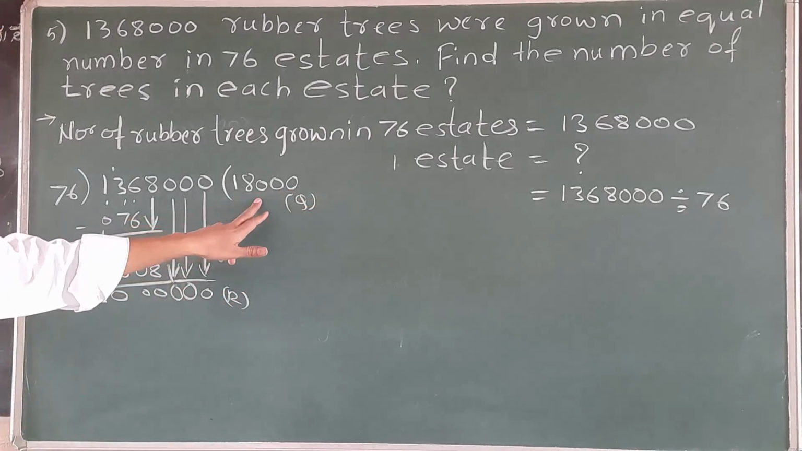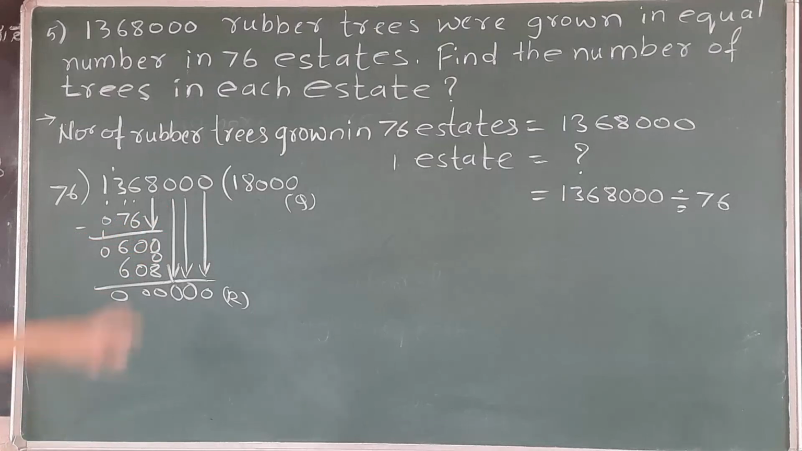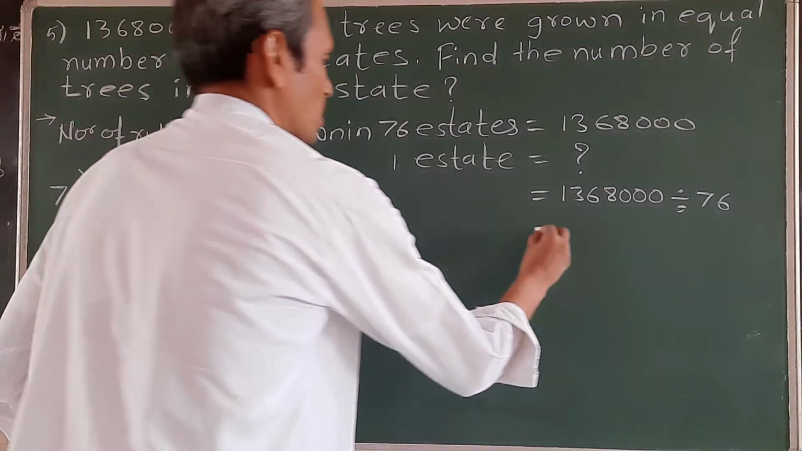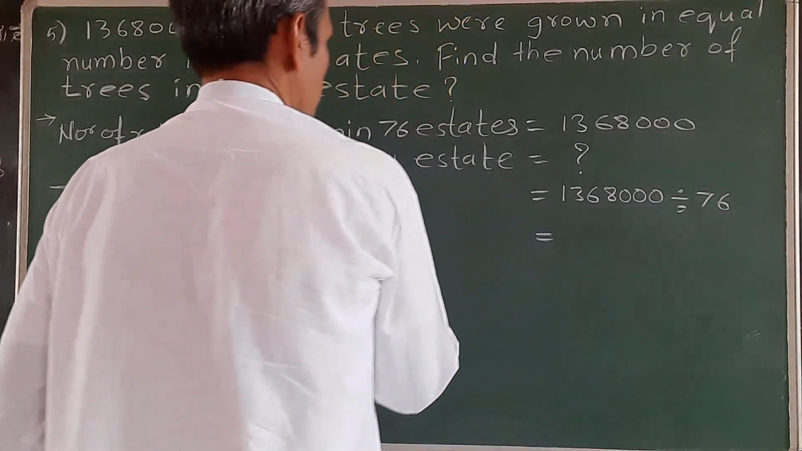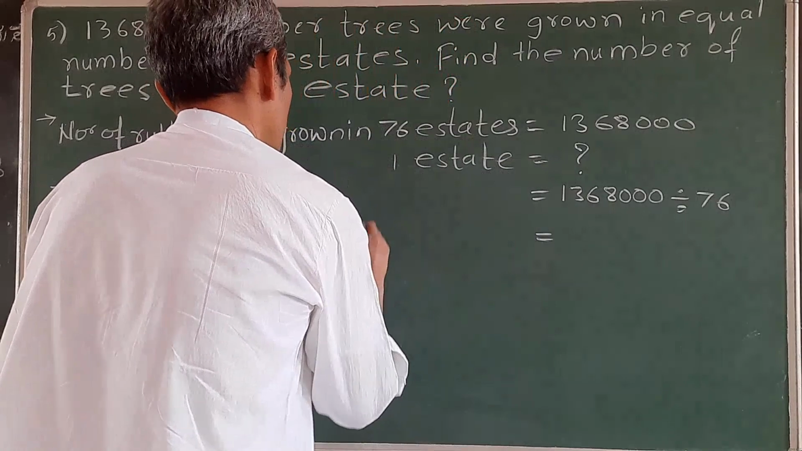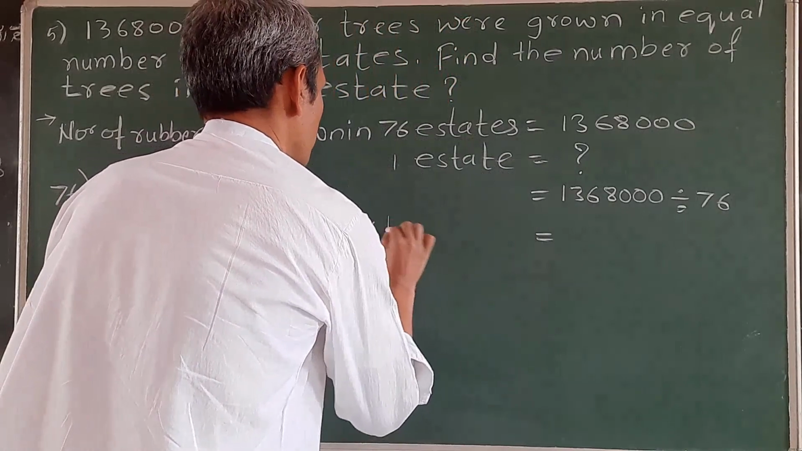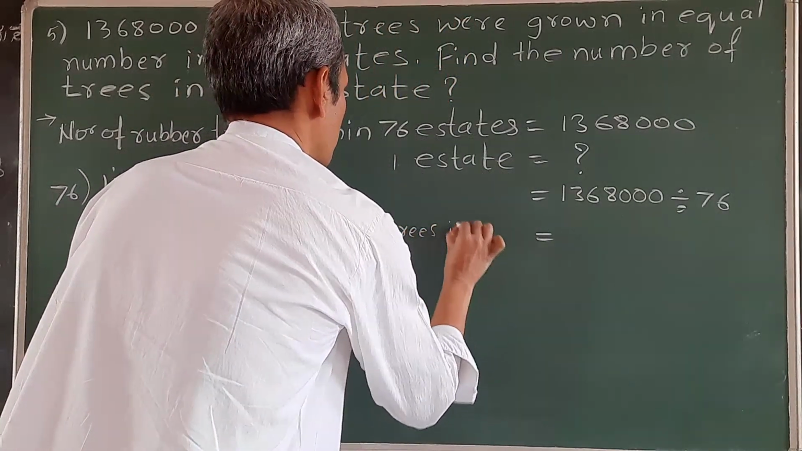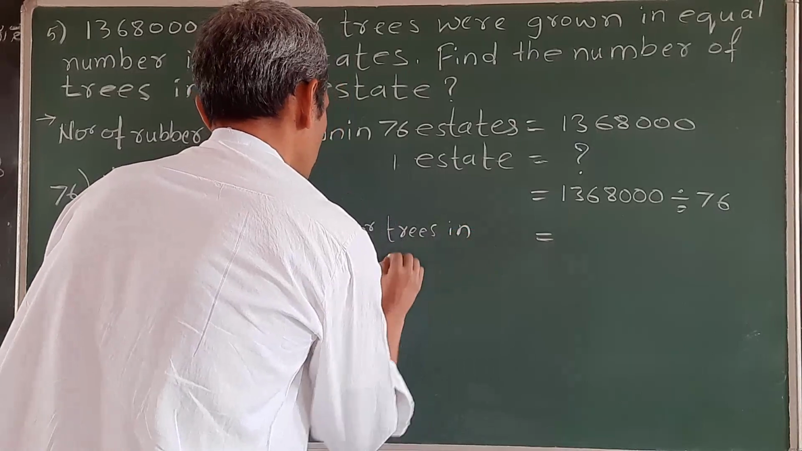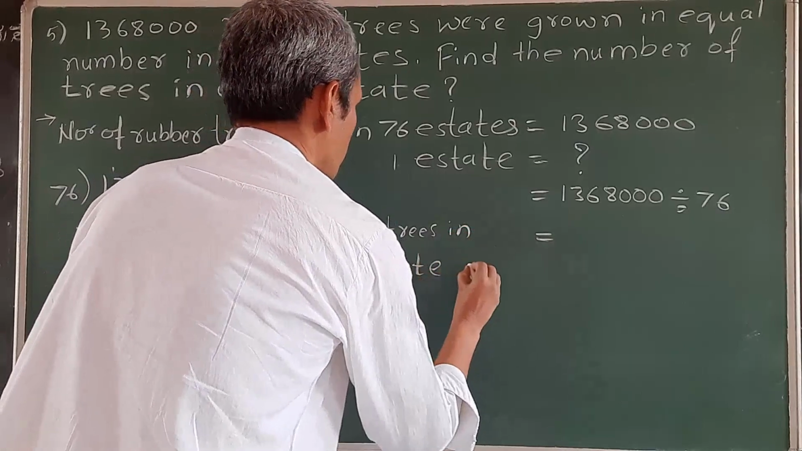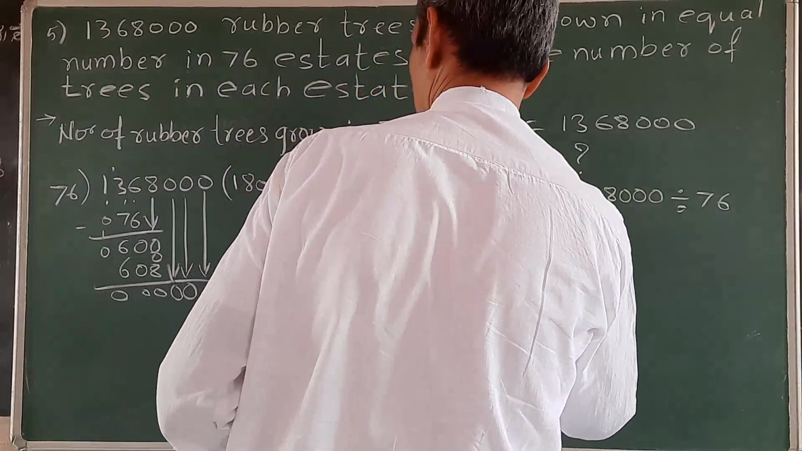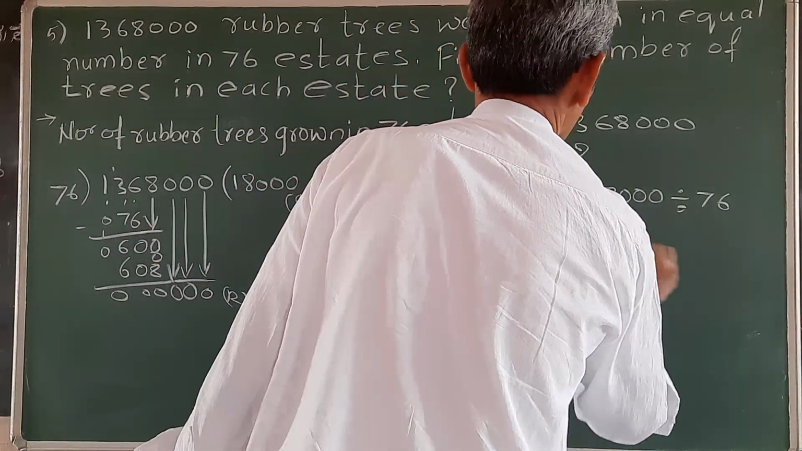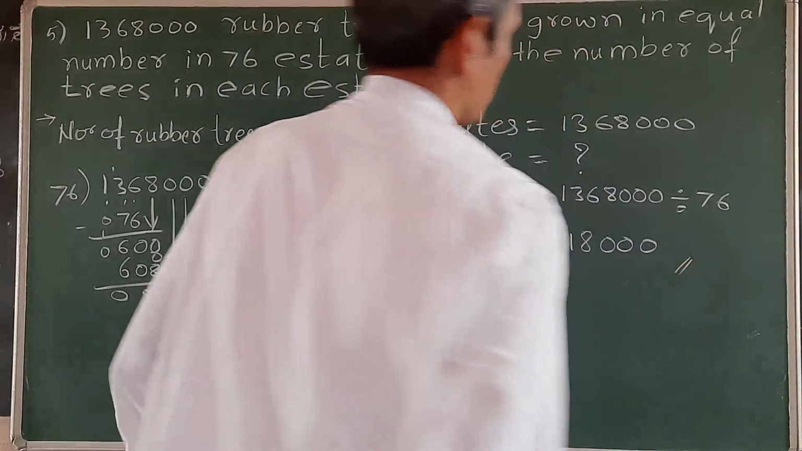These are the number of rubber trees in one estate and these are the number of rubber trees in 76 estates. So we got the answer, that is the number of rubber trees in one estate. Therefore, number of trees in one estate is equal to 18000. This is the answer.